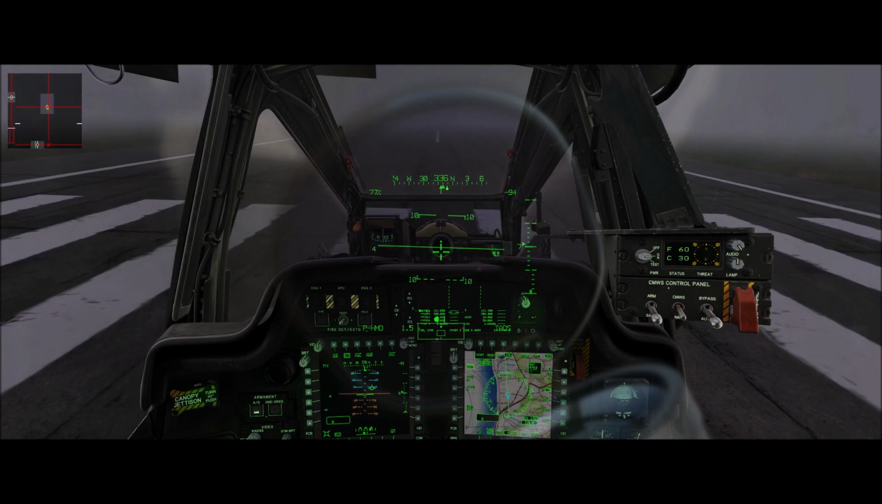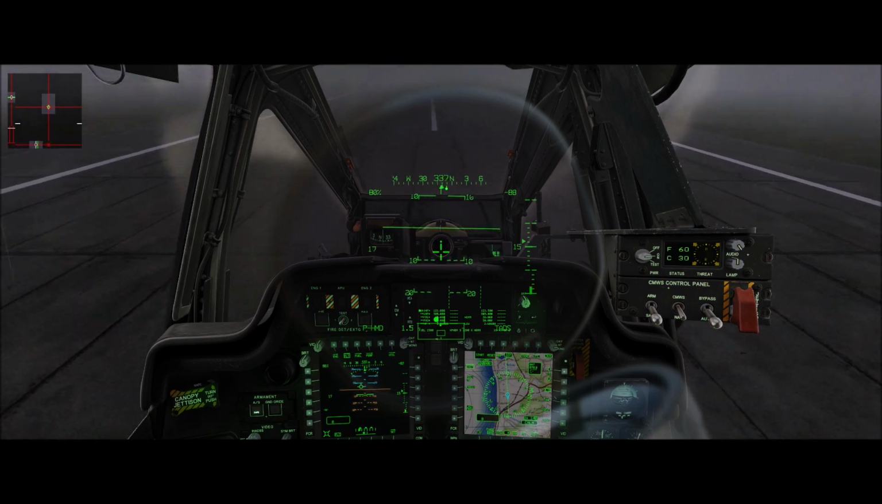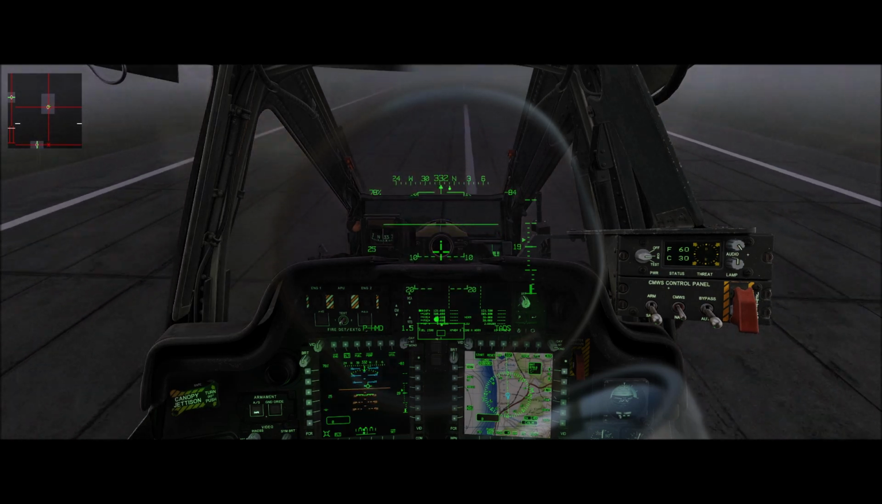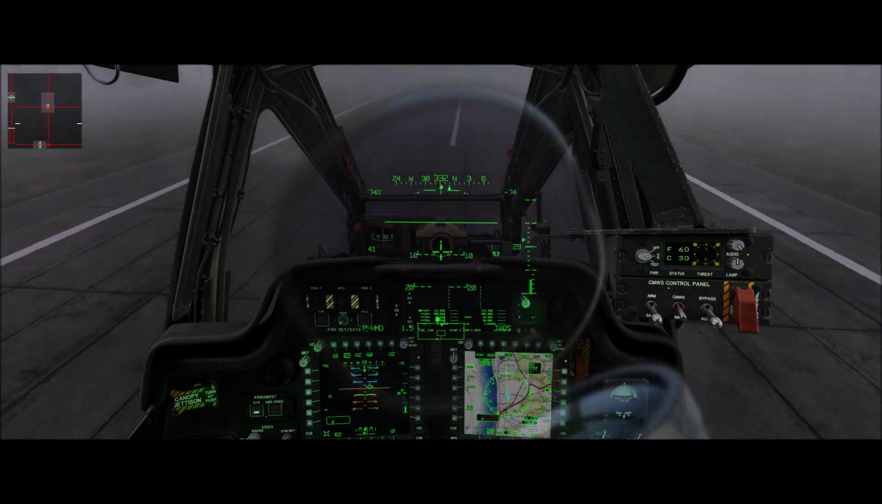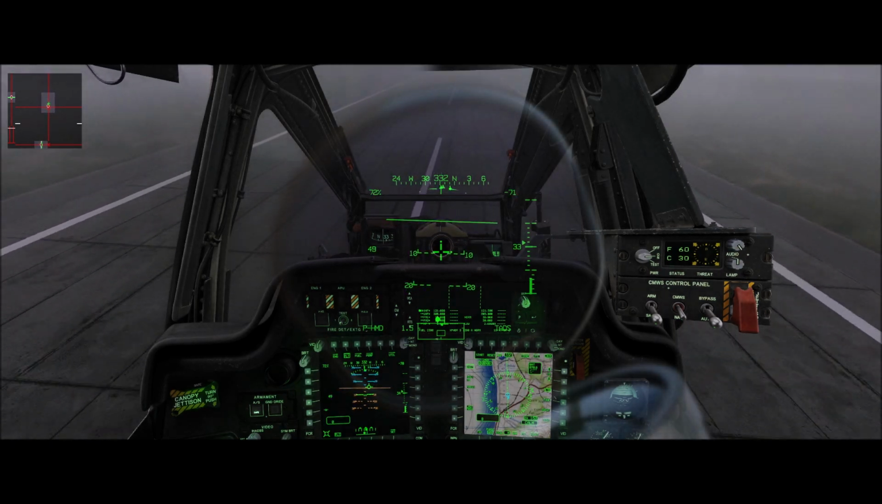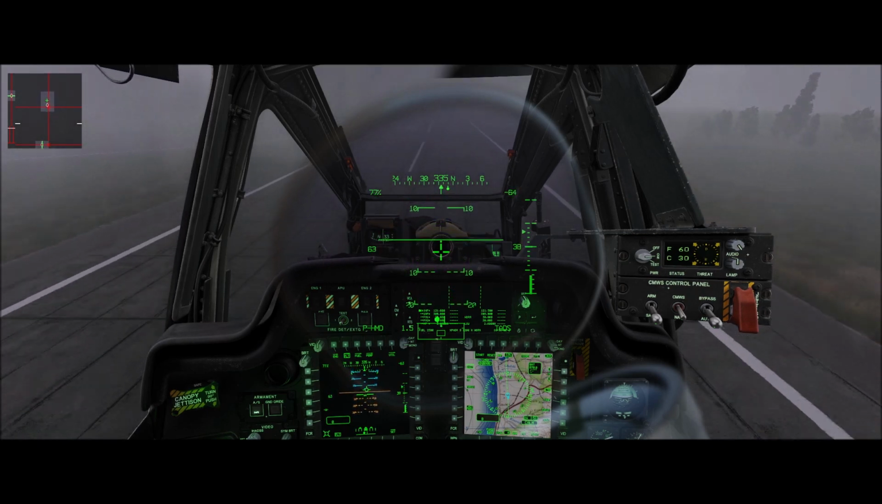Lowering the nose, accelerating through 40 knots, climbing at approximately 70 knots, up to our cruising altitude of 1,000 feet. So there we'll level off at 1,000 feet and cruise at 90 knots.